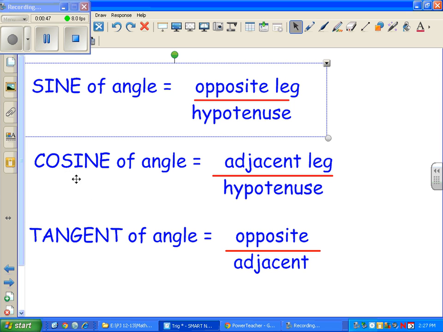The CA stands for cosine of an angle, which is the ratio of the leg adjacent to that angle compared to the hypotenuse. And then the TOA is for tangent, which is the ratio of the leg opposite the angle compared to the leg that's adjacent to the angle.